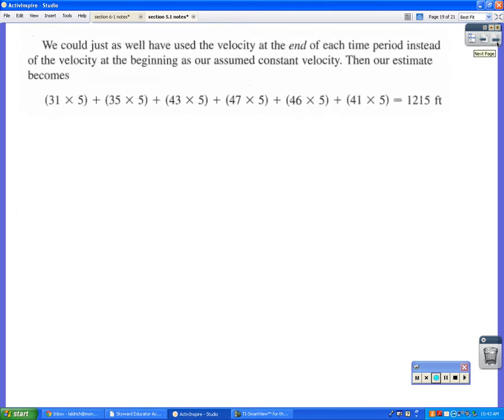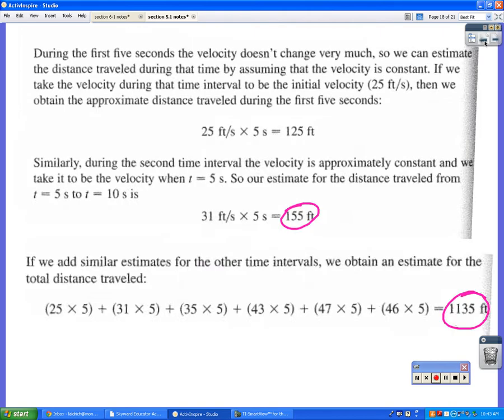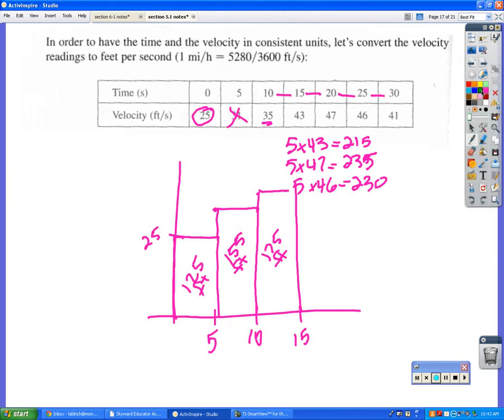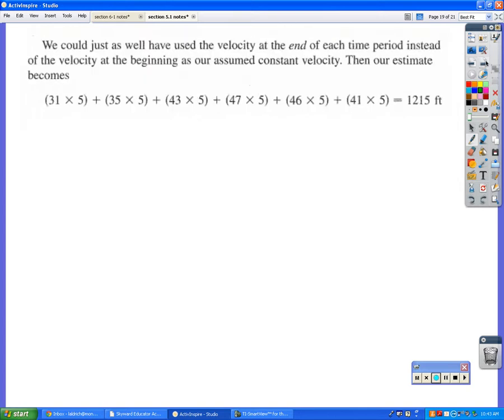Okay, we could just as well have used the velocity at the end of each time period instead of the velocity at the beginning as our assumed constant velocity. Then our estimate would be, somebody said we were going for an underestimate. In that case, this would be an overestimate, because now you would be drawing your rectangles like this. So I would go up above the velocity points right there. Here is my actual velocity like this, so now my rectangle would be above whatever that curve looks like. So we would get a higher estimate this time of 1,215 feet.